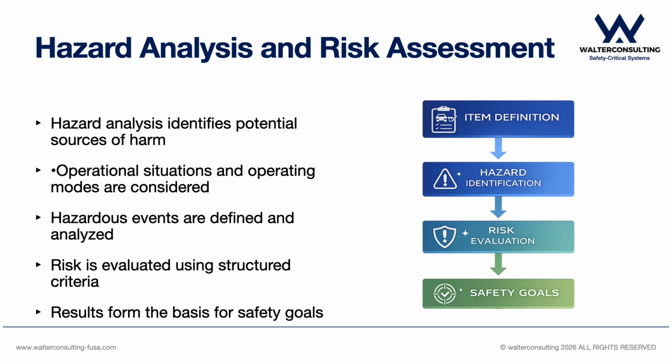For each hazardous event, engineers assess the risk. Based on this analysis, they define safety goals. These safety goals describe what the system must achieve in order to prevent hazardous situations. But once a hazard is identified, another important question must be answered. How critical is this hazard?